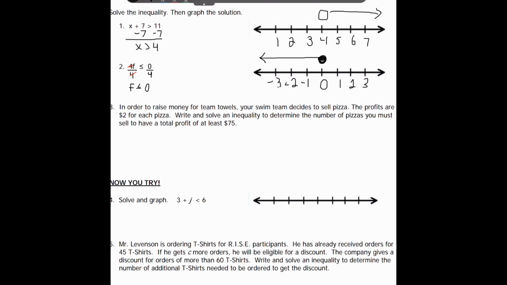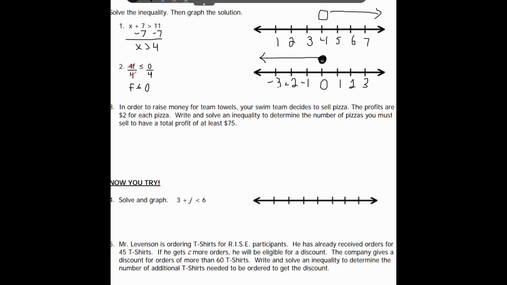Good. Number 3. In order to raise money for team towels, your swim team decides to sell pizza. Yum. The profits are $2 for each pizza. Write and solve an inequality to determine the number of pizzas you must sell to have a total profit of at least $75.